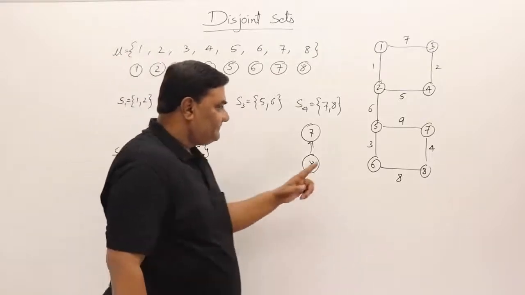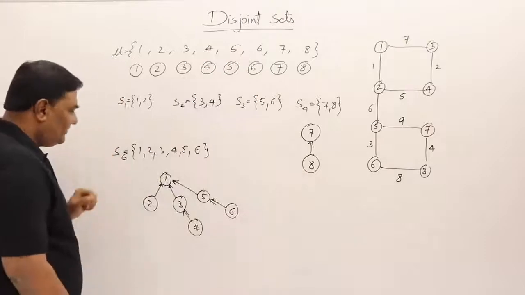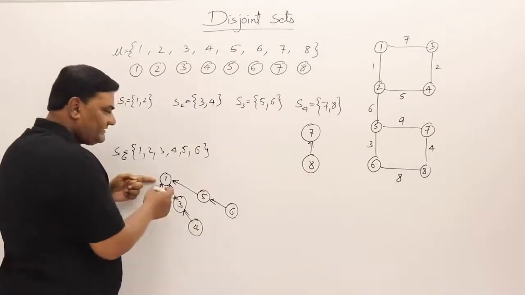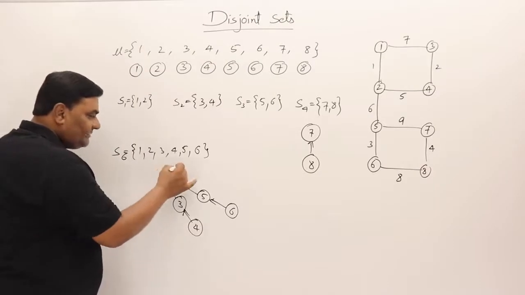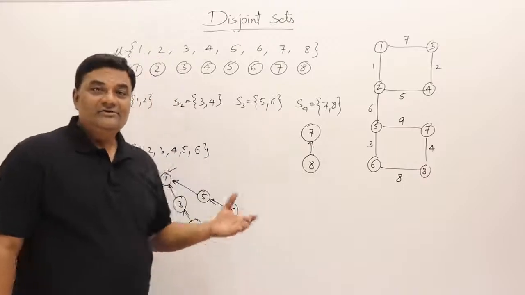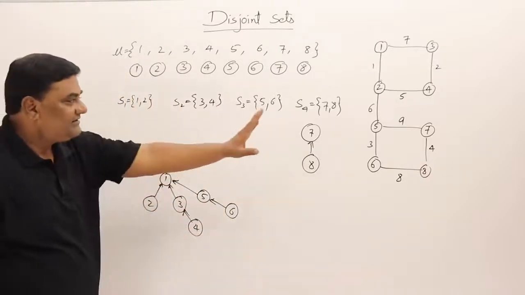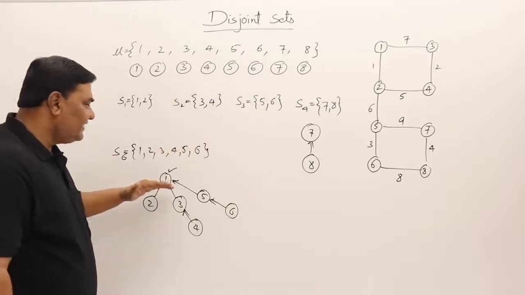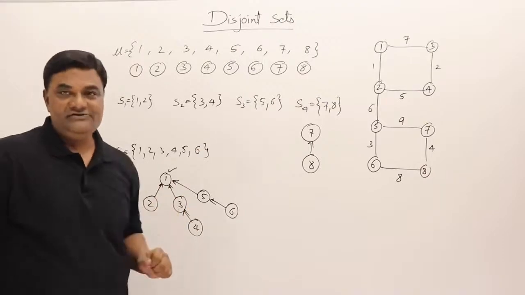Now next is the 7th one, 1, 3. 1 is the parent itself and 3, its parent is 1. So both of their parent is 1 only, so they belong to set 1. Both belong to the same set, so it's a cycle. That's enough, I'll not go further. So this is how we detect whether there is a cycle or not. Graphically I have shown you.